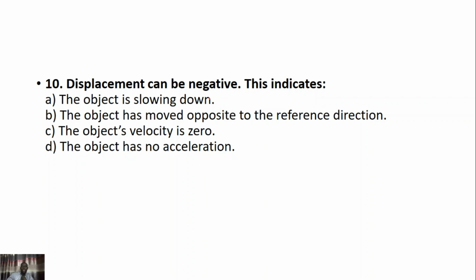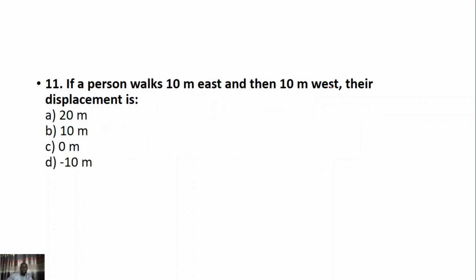The object is slowing down. This indicates the object is slowing down? No, that is false. The object has moved opposite to the reference point. This is true. Velocity is zero. This is false. So the correct answer here is B. Okay. Don't forget that for displacement, we have a reference point, right? And when the object moves in the opposite direction to that reference point, its displacement will be negative.